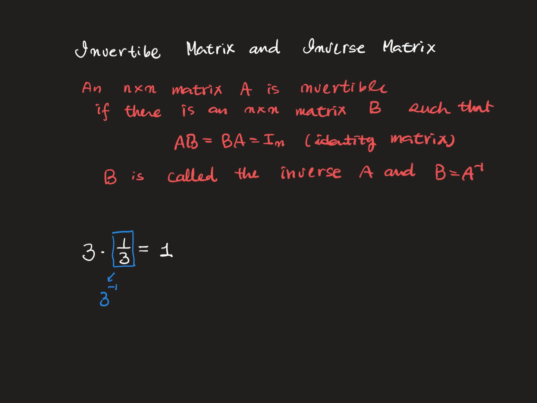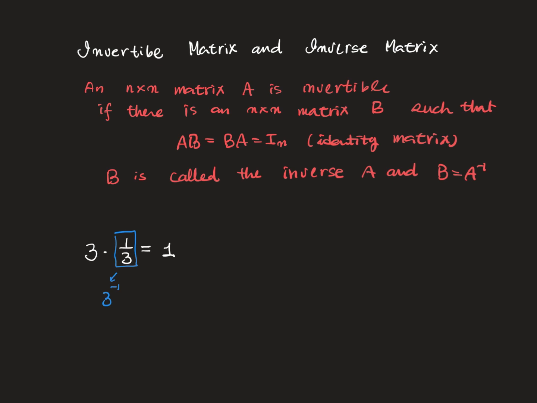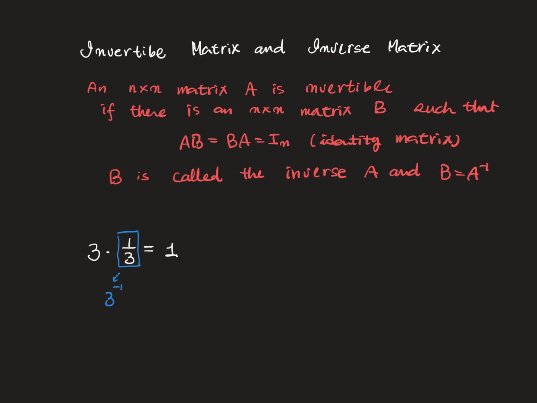So for a matrix, think about the same number of rows and columns, an n by n matrix. A is invertible, meaning you can find another matrix B of the same size, n by n, such that A times B and B times A is the identity matrix. Guys, the identity matrix has diagonal entries of 1, and every other entry is 0. So B is what we call the inverse of A. B is written as A to the negative 1.